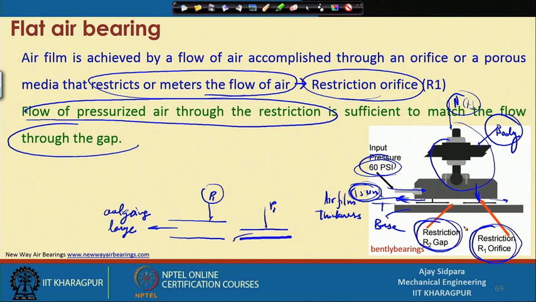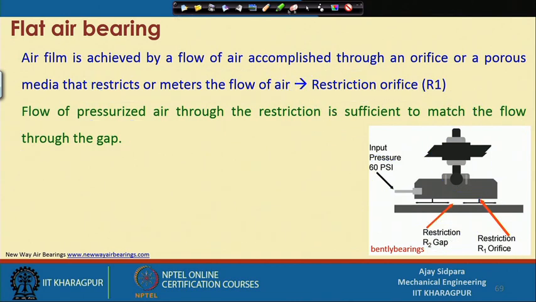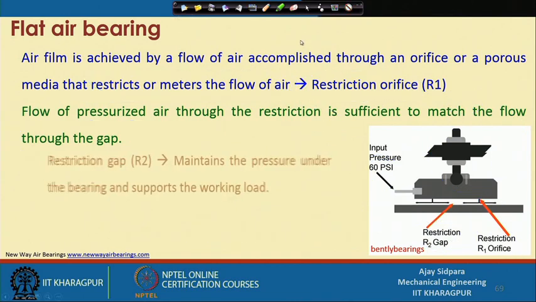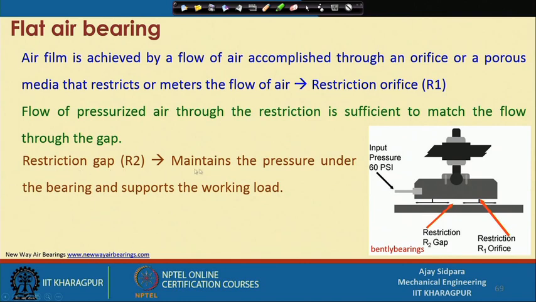So, that is called the restriction of the gap, right. So, what is the gap restriction? It maintains the pressure under the bearing and supports the working load. So, we have two things here: how much we are pressurizing or supplying, that is through the orifice, and how much we are leaving away. So, that is called the gap restriction.